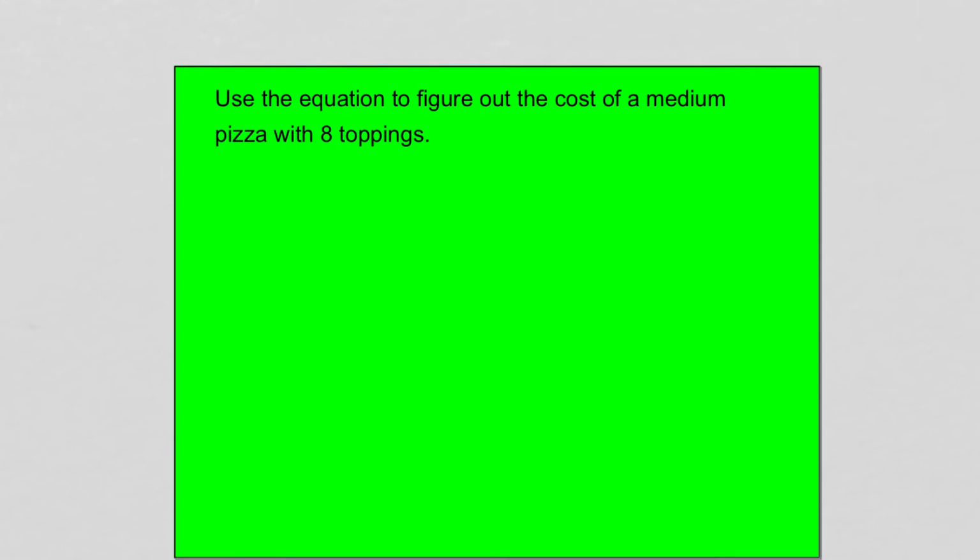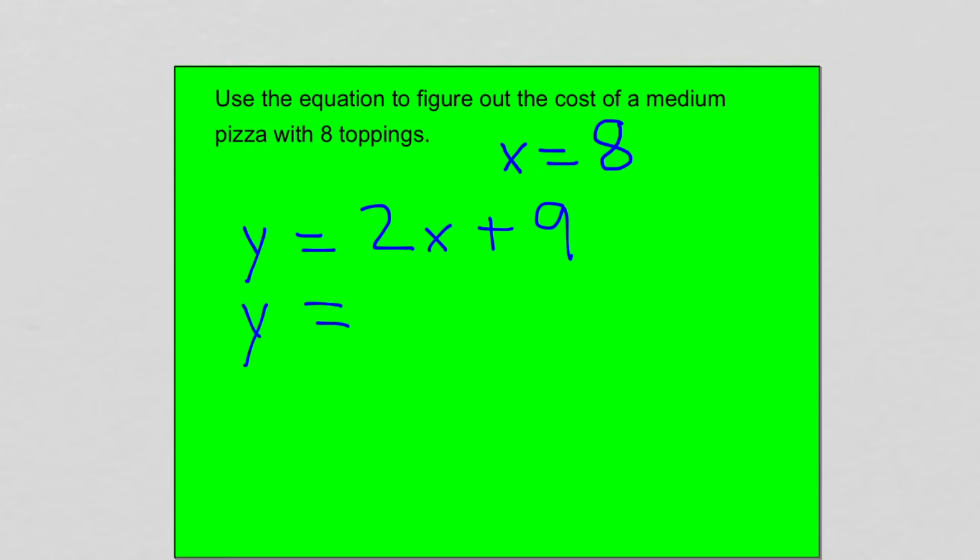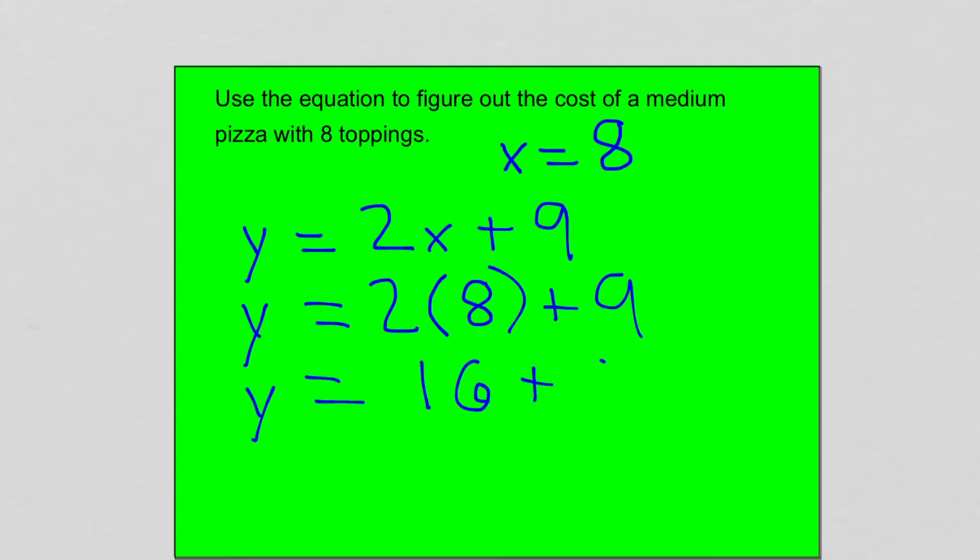We're going to use this equation to figure out the cost of a medium pizza with 8 toppings. So we're given that x is 8. That's the independent variable. The equation we just figured out is y equals 2x plus 9. We substitute 8 in for x. So this is 2 multiplied by 8, plus 9. We follow order of operations. y equals 16 plus 9.